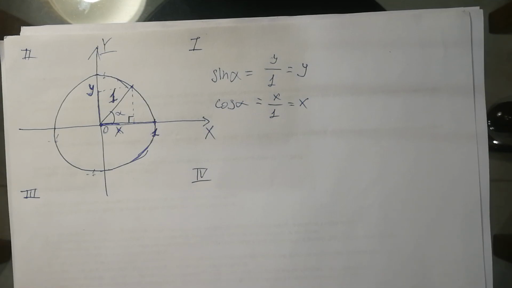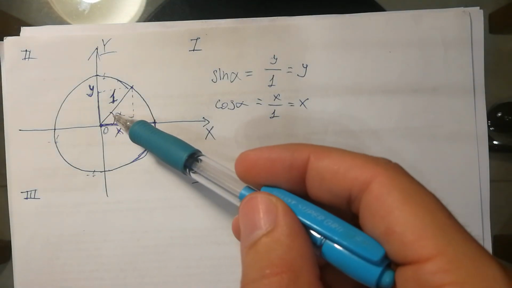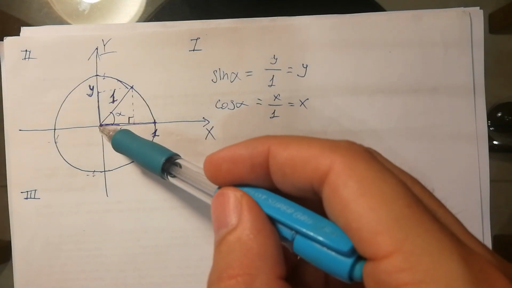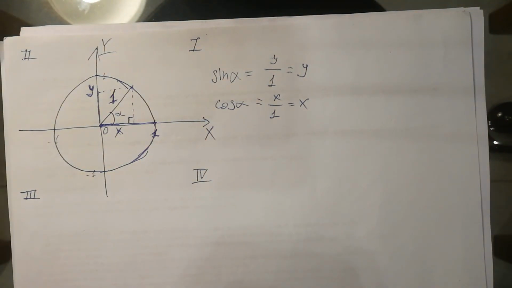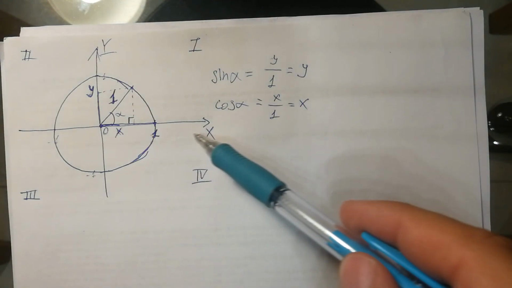It should be noted that we considered an arbitrary angle less than 90 degrees or half pi and greater than 0 degrees. You can notice that in the first quarter, no matter what angle alpha we set, we can draw it like this or like this, it doesn't matter. The sine of the angle will simply be the value along the y-axis, and the cosine of the angle will be the value along the x-axis.